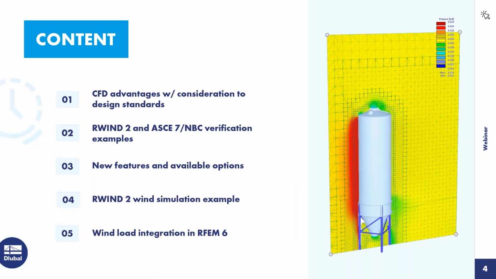So as far as the content over the next hour today, I do want to begin with several CFD advantages, especially with consideration to the design standards such as the ASCE 7 and the NBC. I'll then show you a few verification examples that we have available, comparing RWIND 2 results to these standards. We'll talk about some new features and available options that we have recently released in RWIND. And finally, the majority of our presentation today will be a wind simulation example utilizing RWIND for the silo structure that you see over here on the right-hand side. We'll take these wind loads and integrate them back into our FEA program RFEM, where you can carry out the full structural analysis and design.